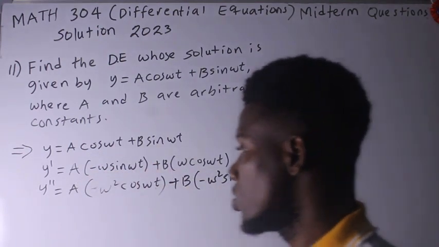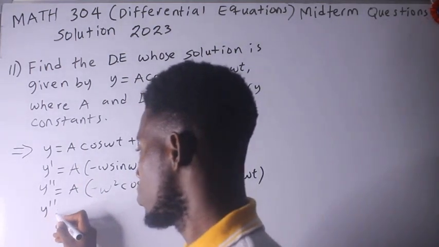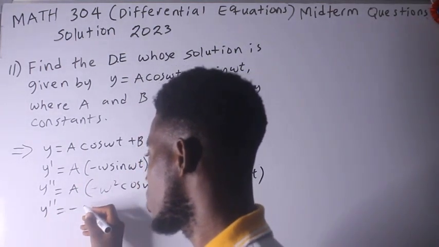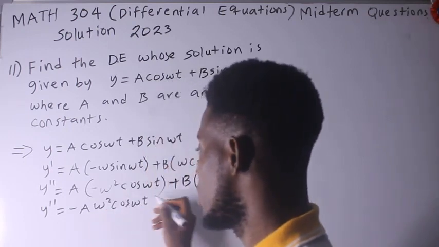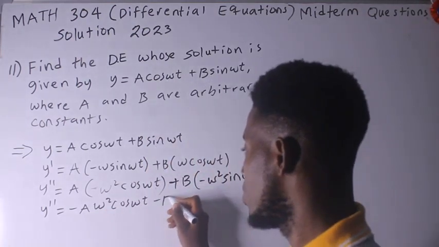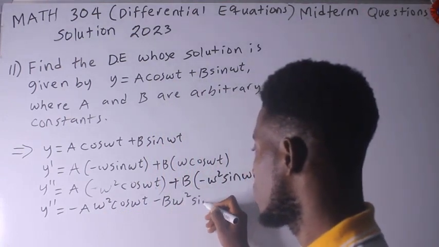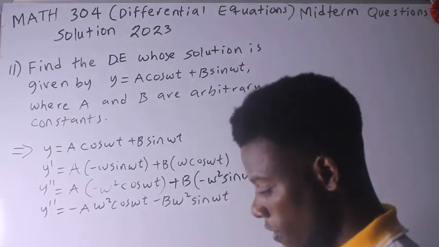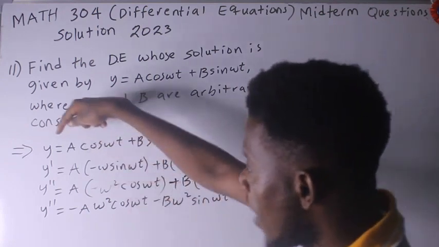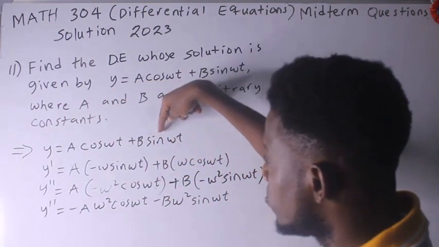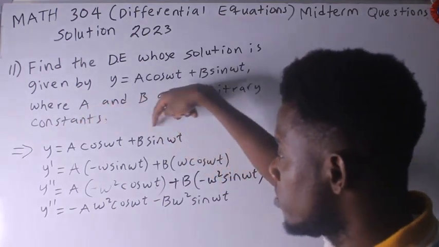Great. So we just move on and just multiply through. We have, this time, minus a omega square cos omega t. This time, minus b omega square sine omega t. Very simple. Now, we have y equals a cos omega t plus b sine omega t.